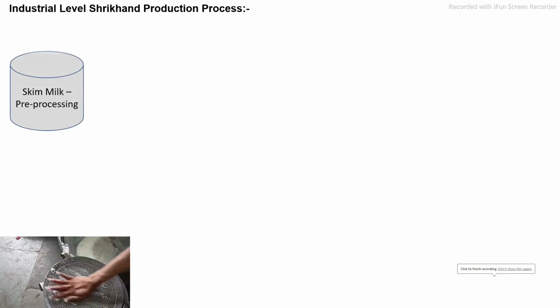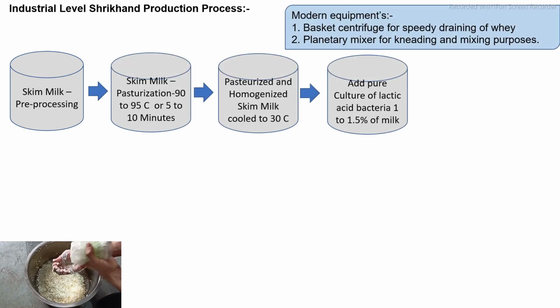Industrial level Shrikhand production process. Chakka may be prepared from skim milk or full cream milk. At the industrial level, the chakka is mostly prepared from skim milk, in which the yield of chakka is very high compared with full cream milk.